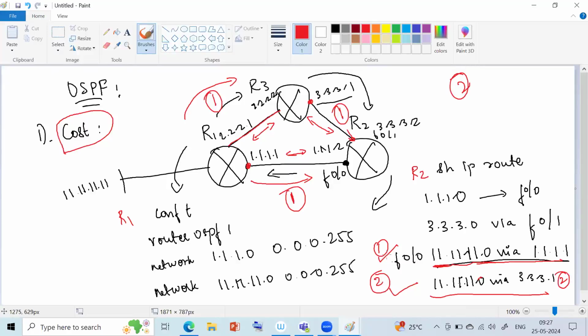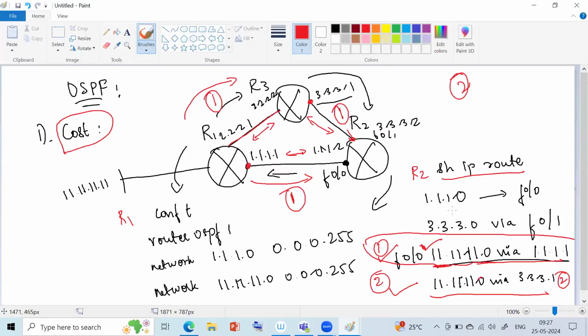So which route would OSPF prefer? The first one, right? It will always prefer the first one. So whenever you do a show IP route command on R2, you can see only this particular route. Why? Because it has a lesser cost, a better cost, right? It is cost effective.